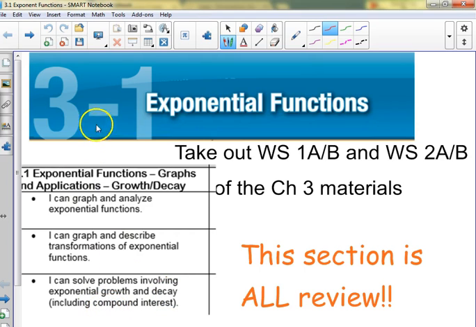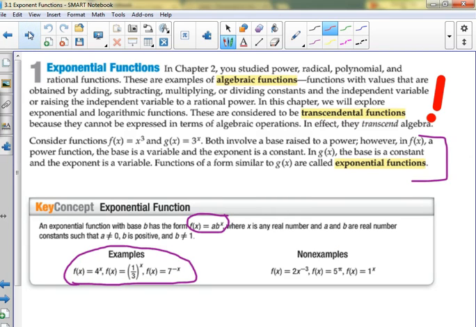And like I said, on the quiz, you don't have to solve them. You just have to set them up. All right, I love this. It says we've been doing algebraic functions so far this year. Okay, but in this chapter, we're going to do exponential and logarithmic functions, which are considered to be transcendental functions. Isn't that awesome? They transcend algebra.